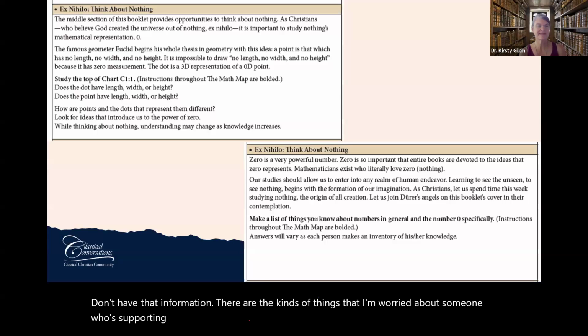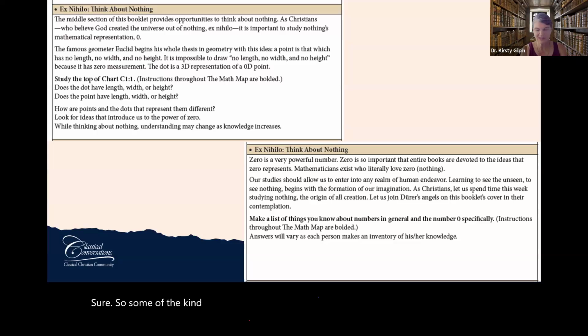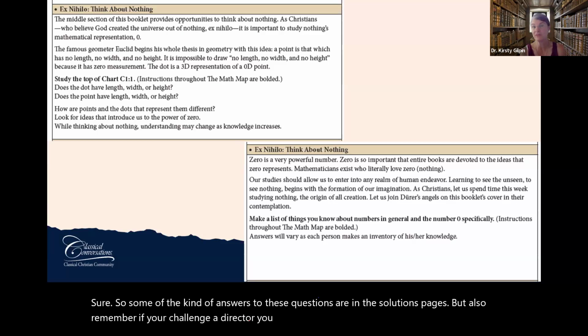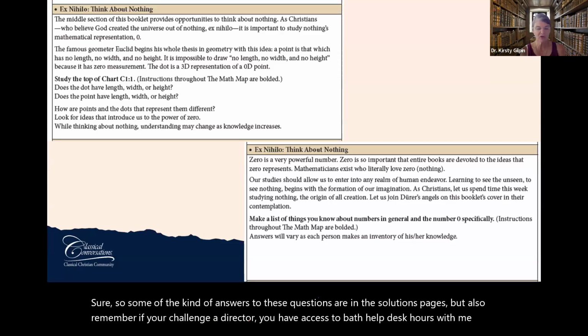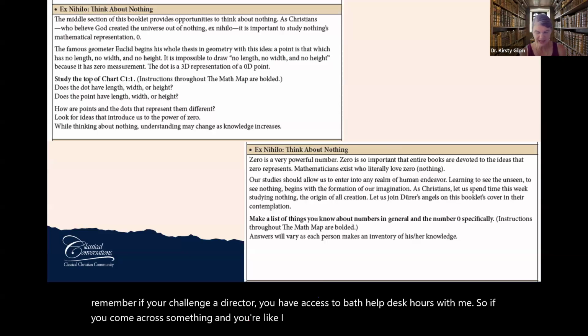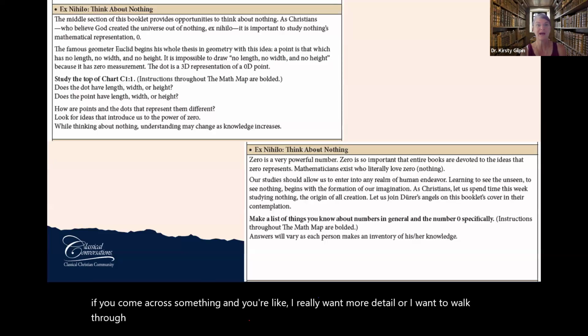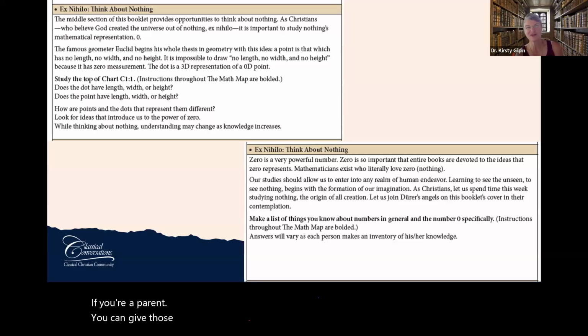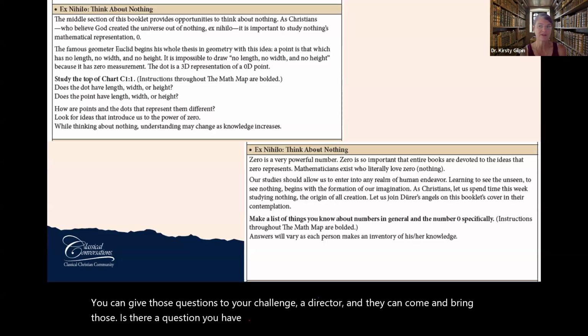Sure. Some of the answers to these questions are in the solutions pages. But also remember, if you're a Challenge A director, you have access to math help desk hours with me. So if you come across something and you really want more detail, or want to walk through it, that would be a great time to sign up for one of those help desk sessions and say, hey, can you walk through this with me? If you're a parent, you can give those questions to your Challenge A director and they can bring those. Is there a question you have now that we could answer for you?